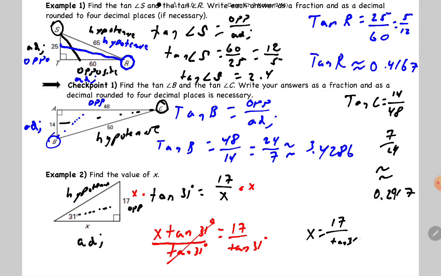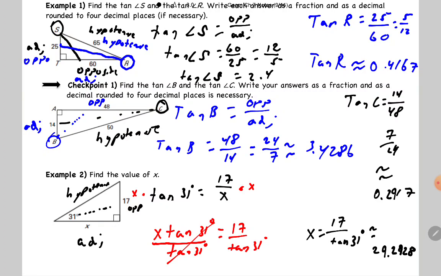31 degrees. So I'm going to go to my calculator and do 17 divided by tangent of 31 degrees. And I'm going to get 28.29, 28.2928.